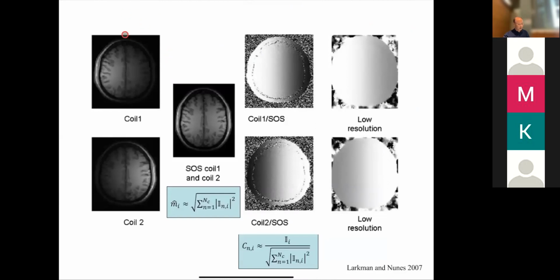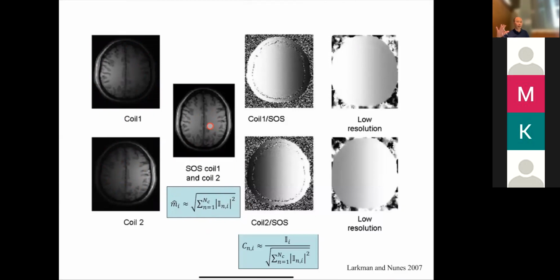It turns out, just to remind you, the answer is actually simple. Let's say I have two coils. So this is one coil, this is the other coil. I take this image, take its magnitude, and I square it. I take this image, this is a magnitude image, and I square it. And then I add them together and take the square root of the sum of squares. So that's what SOS is, square root of sum of squares, okay? And I get this, okay?